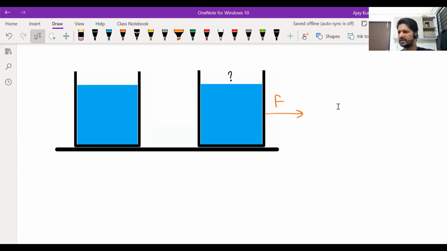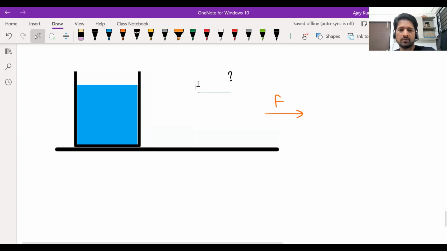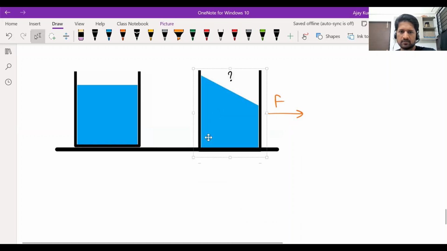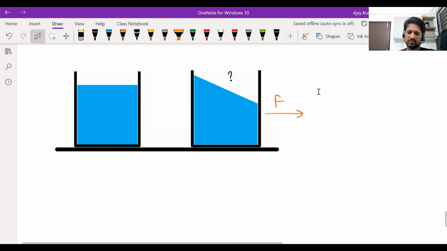top and you pull it to the right side, you will see that the liquid spills out from the left side. So basically, when you accelerate this container to the right, what you will observe is something like this. On one side, the liquid level will go down, the other side, it will rise.